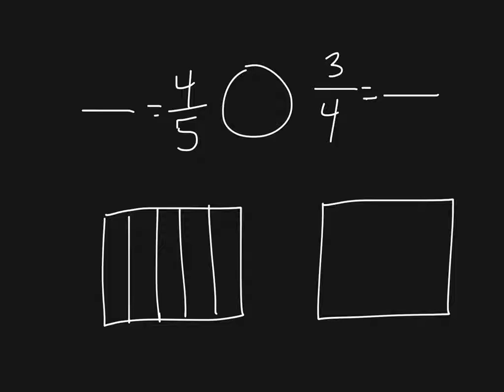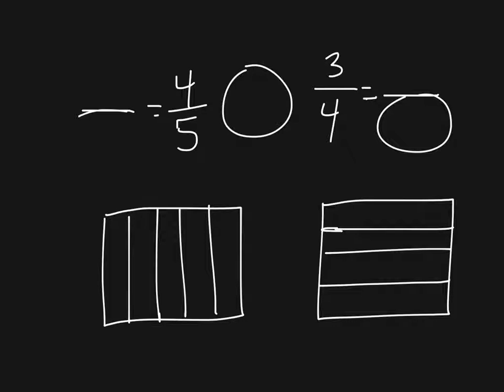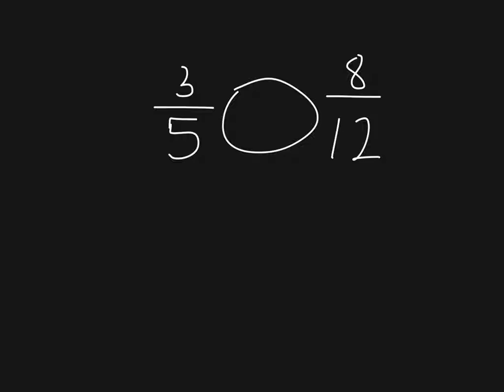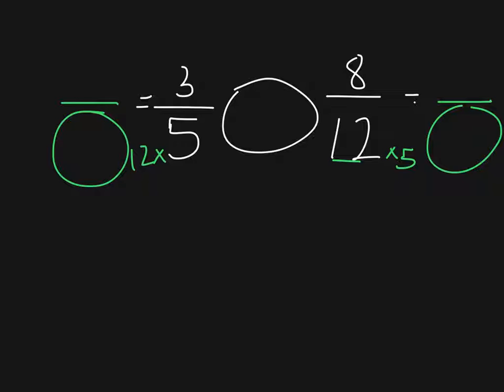Where I've got my fifths this way, I've got my fourths this way. How can we overlap those to get a new common denominator and then compare these fractions? When we are using that area model, we're basically just multiplying one denominator by the other. So 3/5 and 8/12. I'm going to multiply my fifths by the 12ths, and then I'm going to multiply my 12ths by the fifths in order to get a new common denominator and create equivalent fractions.